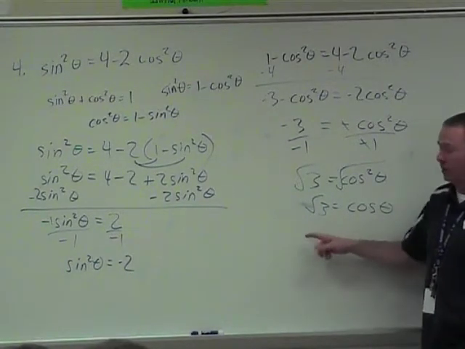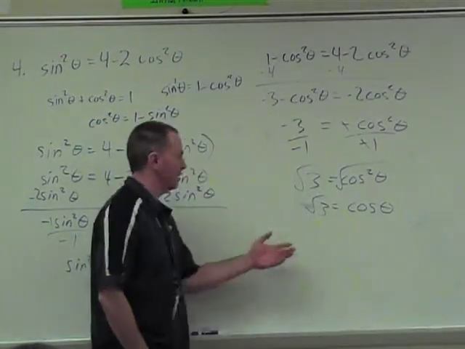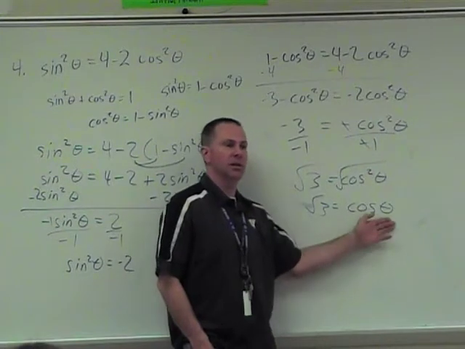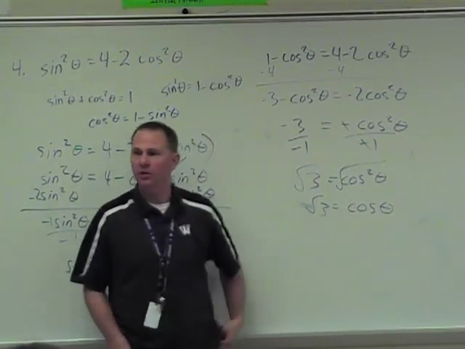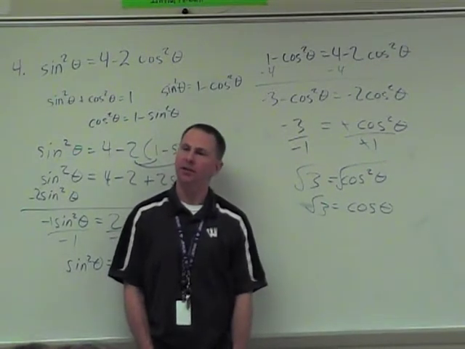What is the arc cosine of the square root of 3? Notice how I did that. I don't know what theta has to be to equal the square root of 3, so I did the inverse here. What's the arc cosine of the square root of 3? What do you get on your calculator?